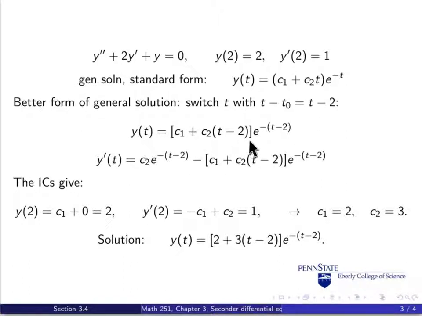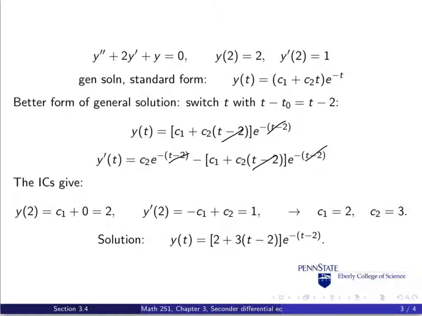Just the product rule. Differentiate this one in t, you get a C2 multiplied by the exponential function, and then you keep the first term here and differentiate the exponential function, which gives you a negative 1. Now you can plug in the initial condition, y at 2. With this expression, when you set t equals 2, that term is 0, and that is 0, and so on.